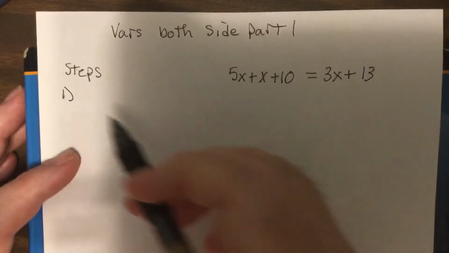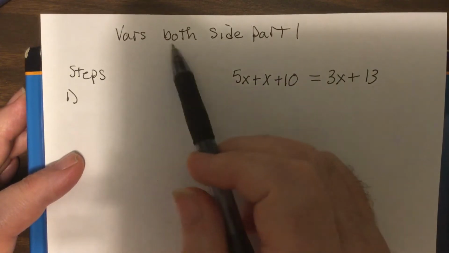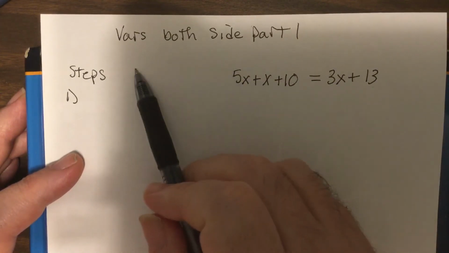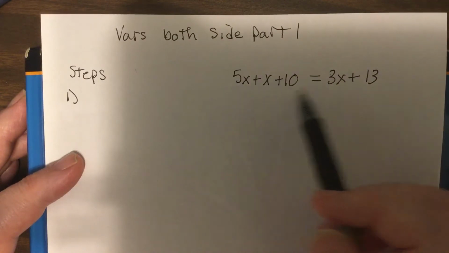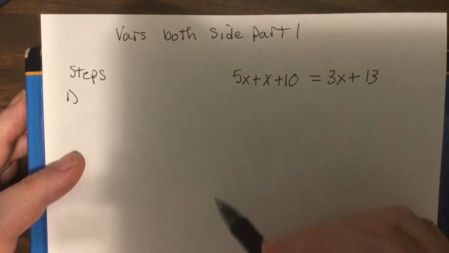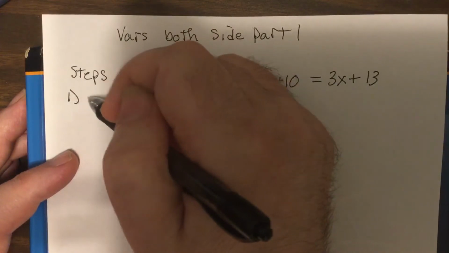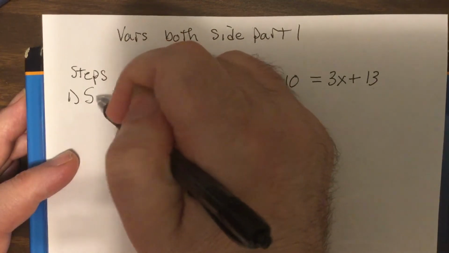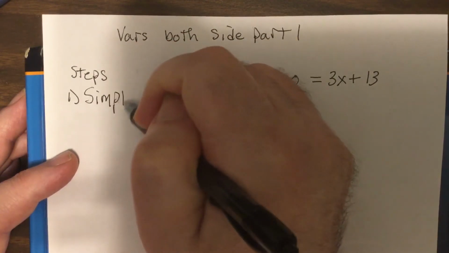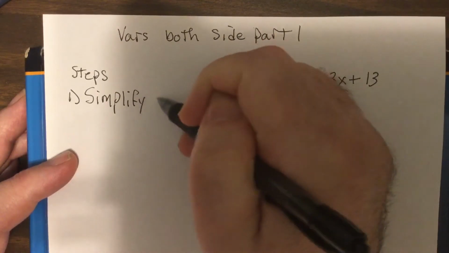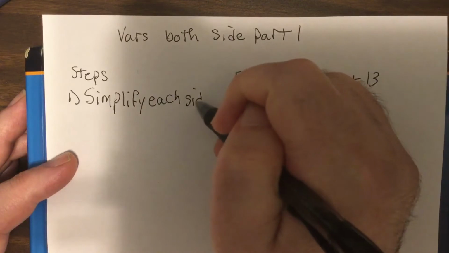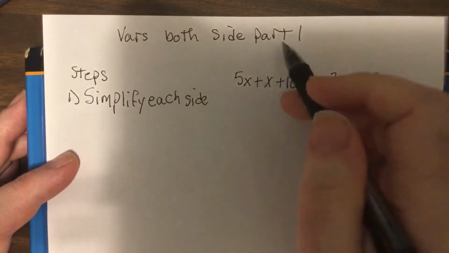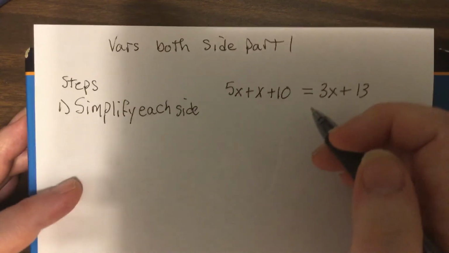But anyways, now we're going to do variables on both sides. I don't know why people can solve when variables are on one side, but as soon as you put it on both, people really have trouble. The first step is to simplify each side of the equation. By the way, this is part one. There'll be two parts at least.